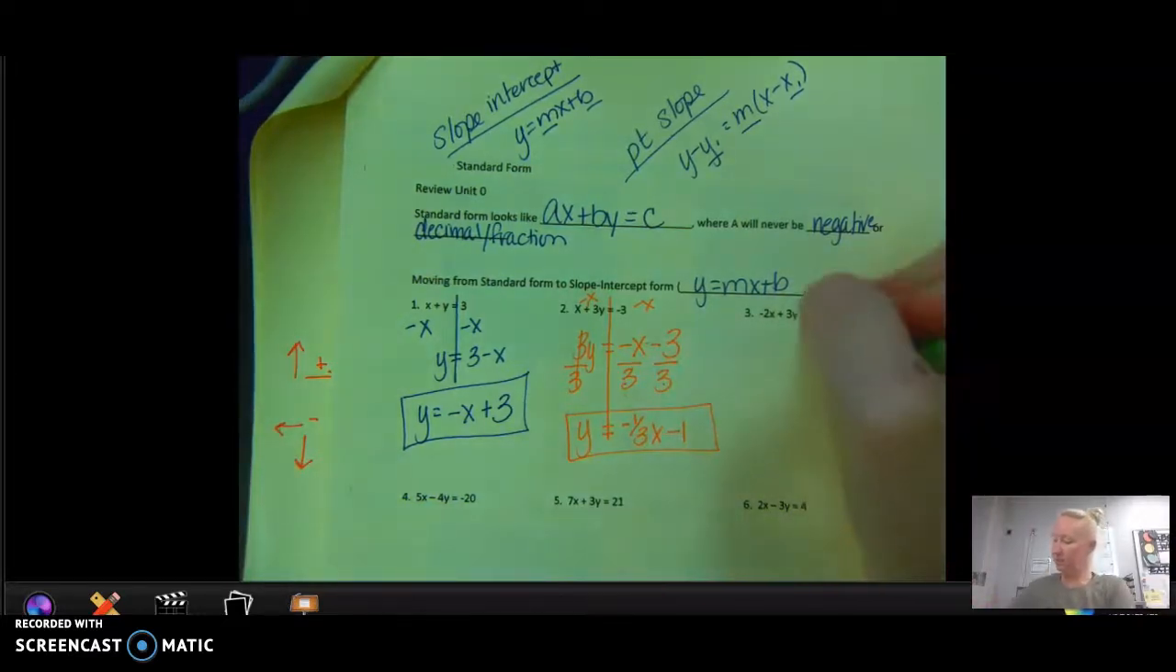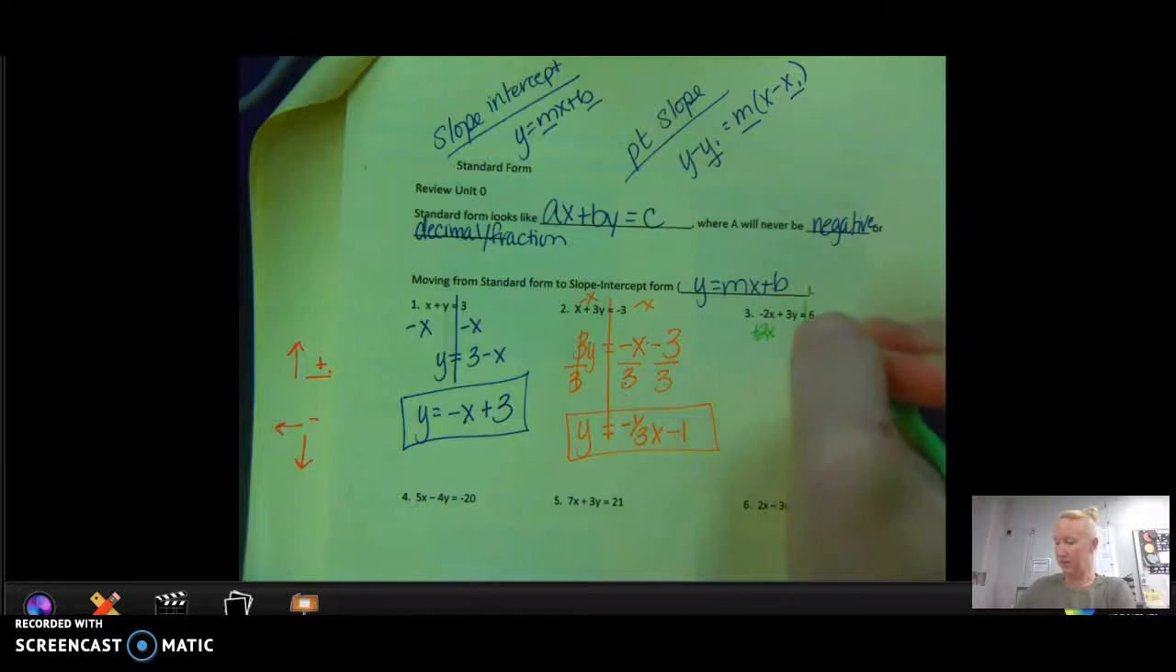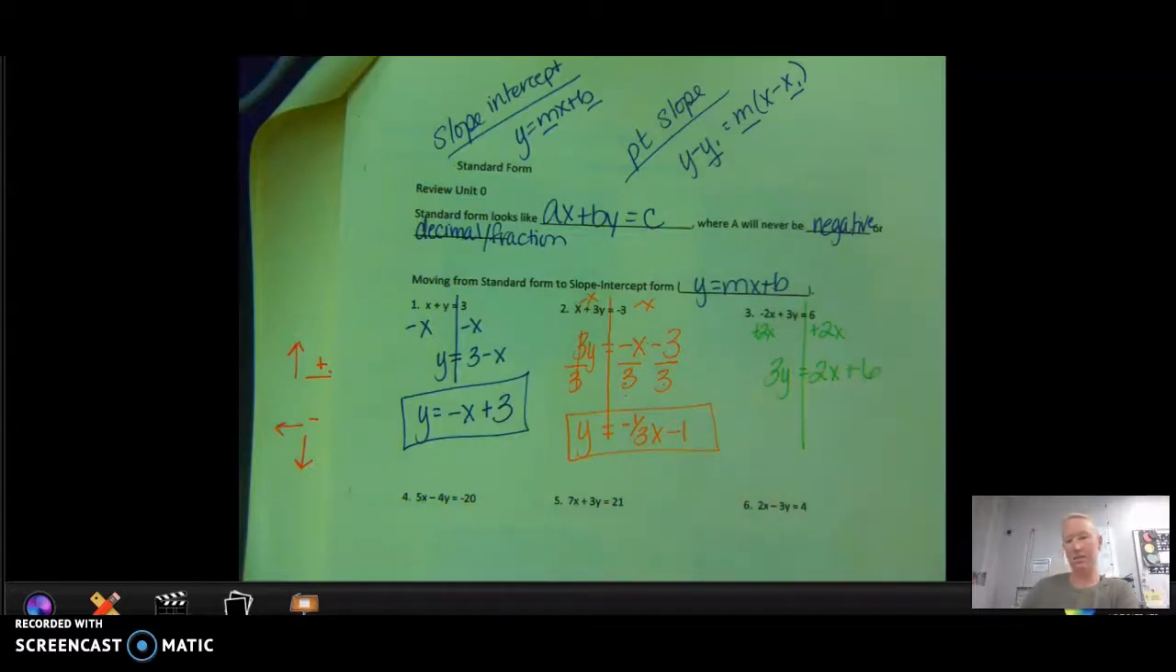Next one, brick wall. Y by itself, so I start moving stuff that's over there. So I'm going to add 2x to both sides. So I get 3y equals 2x plus 6. Now I'm going to get y by itself by dividing by 3, divide by 3, divide by 3. Y equals, again, we want a whole number or fraction. 2/3 is not going to be a whole number, so it is a fraction. So we're going to leave it as 2/3 x plus 6 divided by 3 gives me that 2.